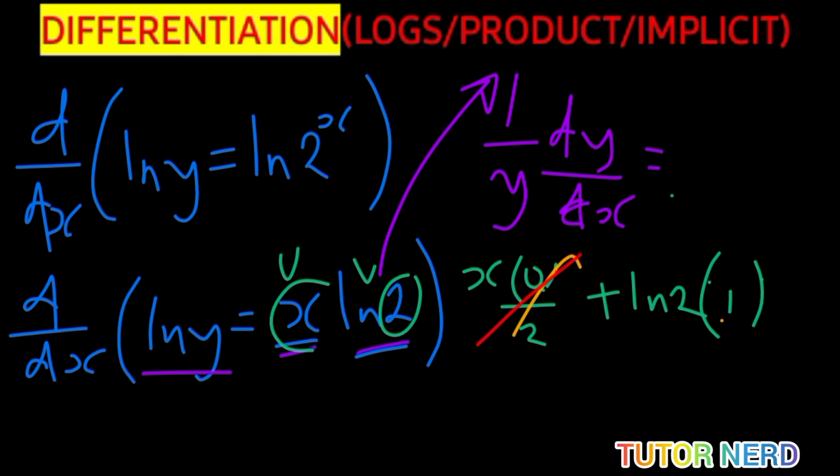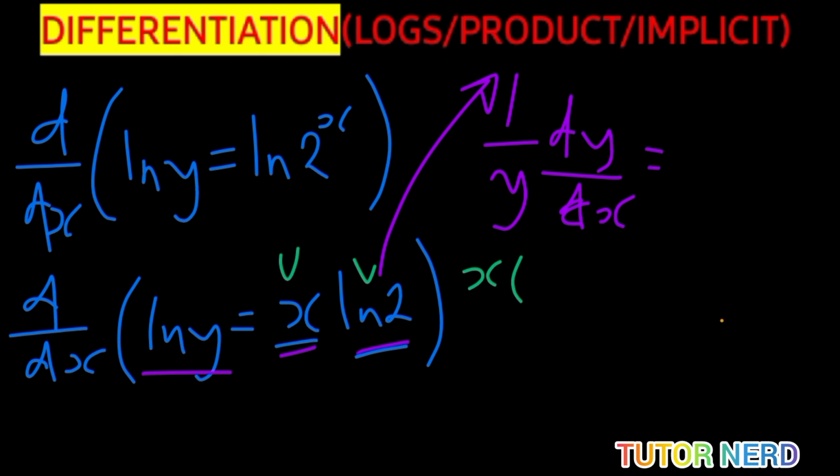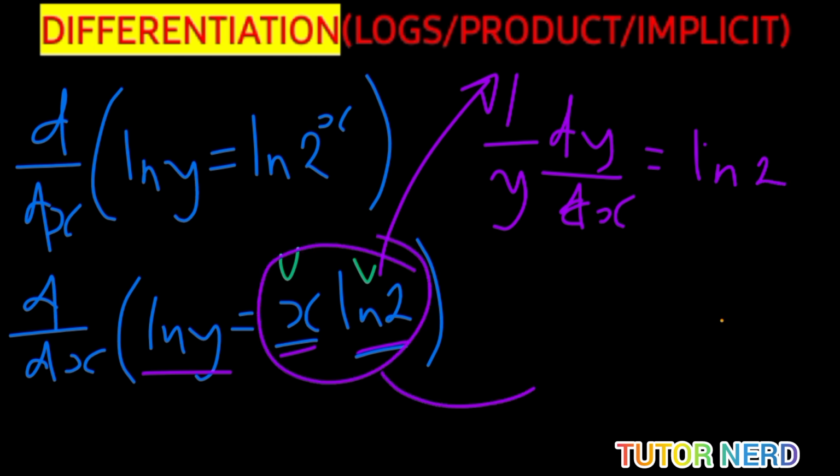A number multiplied by 0 is 0. So 0 over 2 is 0, and 0 times x is 0, so we cancel this one. Plus ln 2 multiplied by 1 is ln 2. So the value here that we're having is ln 2. We put it back in our equation, so it is equal to ln 2. So we have solved this part. The answer is ln 2. Hope you are following.